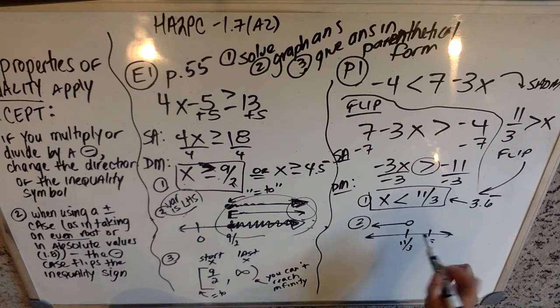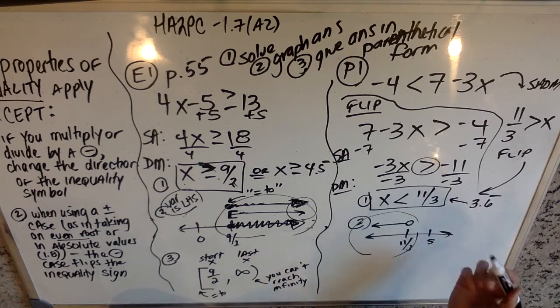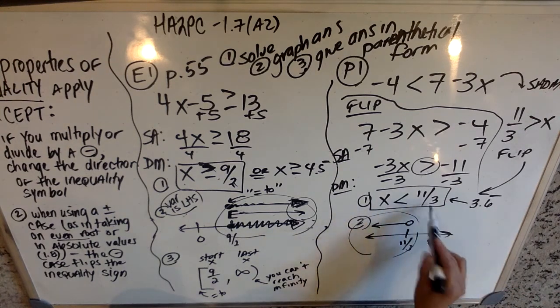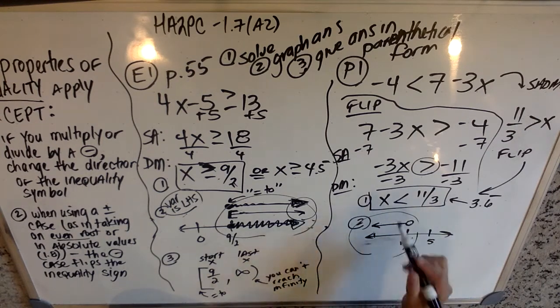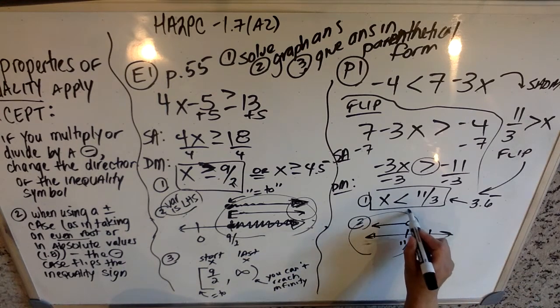One easy way to see if this is right, because this represents the solution, is try plugging in a number that is somewhere in this window and see if it works. 0 is less than 11/3. That's true, right? 0 is somewhere down here, right? So 0 is less than 11/3. Negative 20 is less than 11/3. That would be true, right? So that's my window.